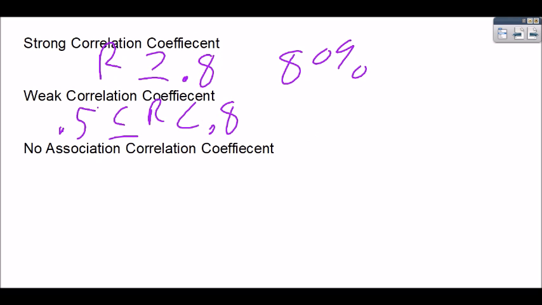Weak is between 0.5 and 0.8, which means that if I guess correctly 50% of the time, that's okay, up to 80%. Anywhere in that range is weak, and I had an okay time correlating. No association is when R is less than 0.5. So less than 50% of the time I guess right, and I guess wrong. So that's no association.